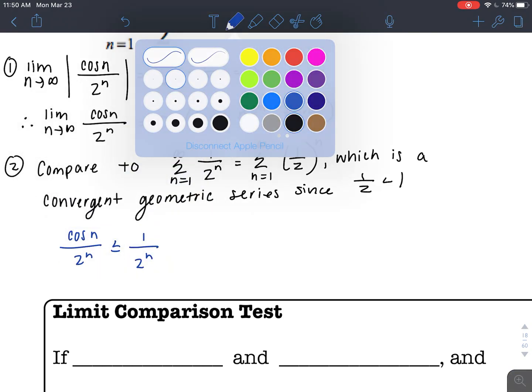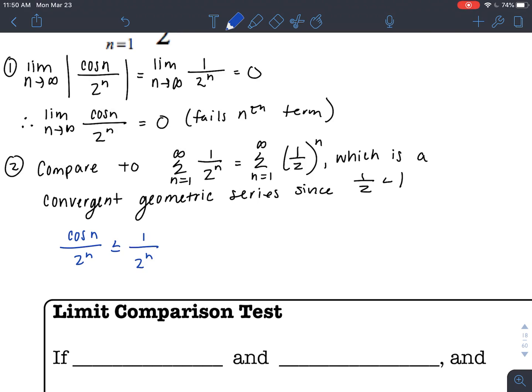Okay, sorry, I had to take a sip of my coffee. So, let's change this color so it just stands out a little bit more.